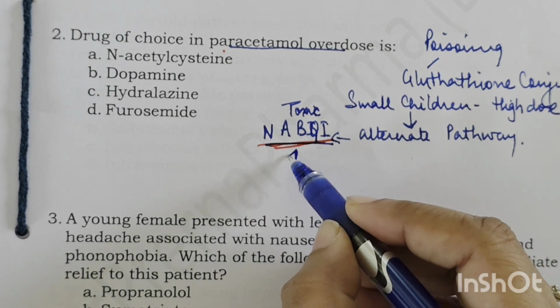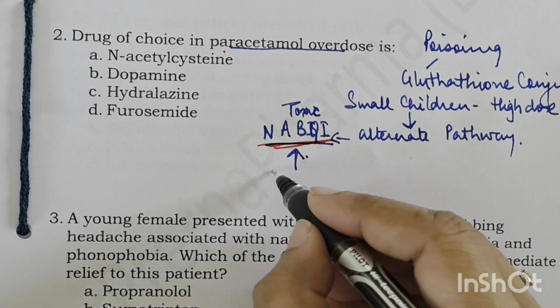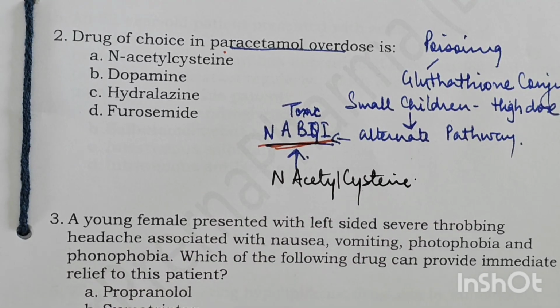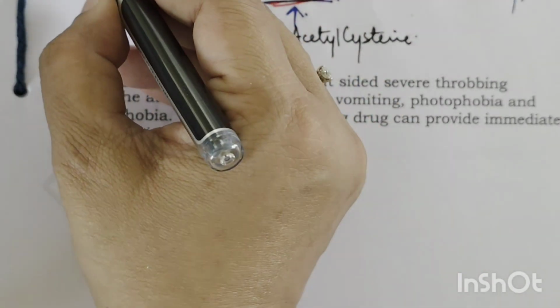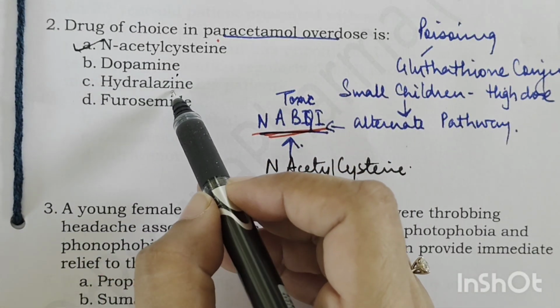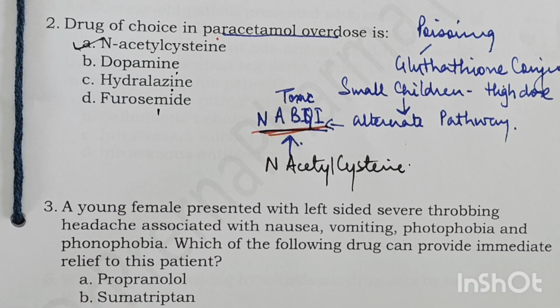So to reduce this toxicity, we use an antidote which is called acetylcysteine, right? So here the correct answer is N-acetylcysteine. Dopamine is not used. Hydralazine is an antihypertensive. Furosemide is a loop diuretic.